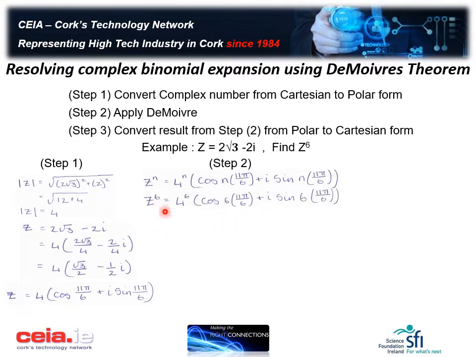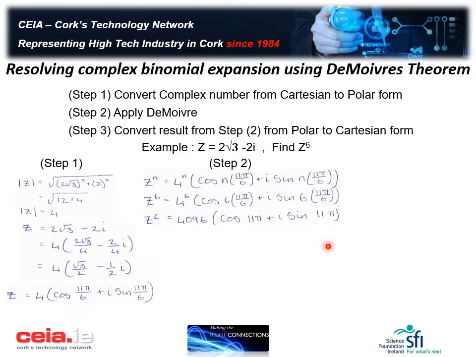Okay, so z to the power of 6 is 4 to the power of 6 cosine 6 times 11 pi over 6 plus i sine 6 times 11 pi over 6, and just multiplying some stuff out. Well, 4 to the power of 6 is 4096, and then inside the brackets cosine 11 pi plus i sine 11 pi.